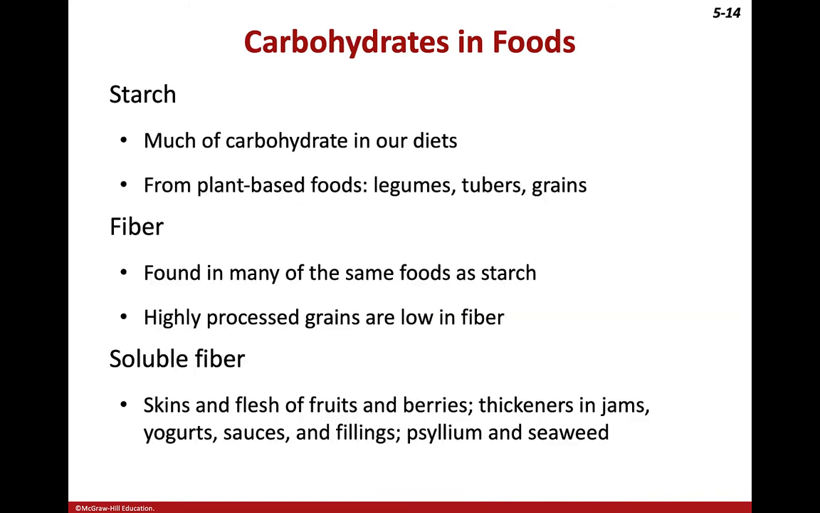Now, when we're talking about carbohydrates in foods, starch accounts for the majority of carbohydrate in our diet. Plant-based foods, grains, legumes, potatoes, those are all good examples of where we get starch. A lot of foods that contain starch also contain fiber. One thing to keep in mind, grains that are highly processed are low in fiber. One of the things we should be doing is eating more fruits and vegetables, and that's where we're going to find soluble fiber.